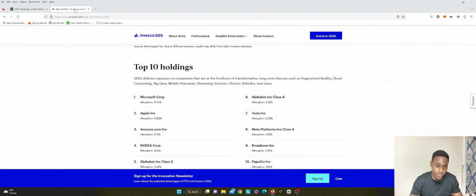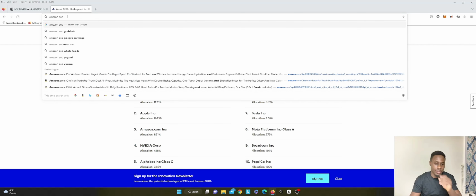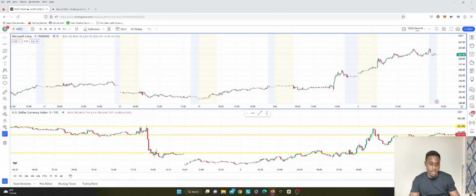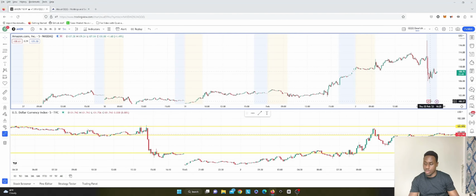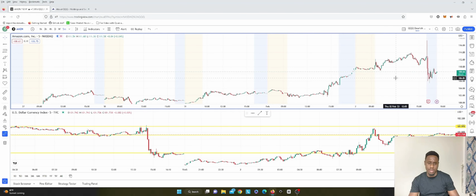The earnings just came out for Amazon, and let me see, I think TradingView shows it. Hmm. They missed on the earnings. 82%. Is this Amazon?